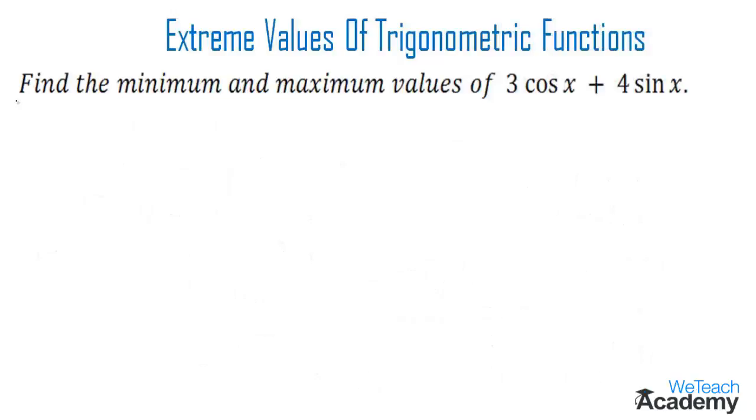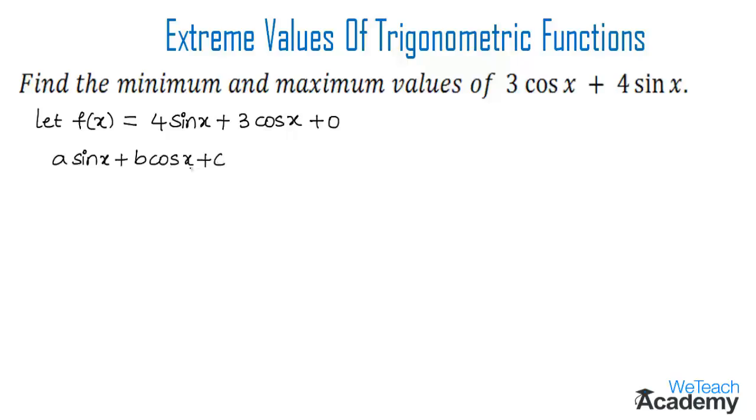So here the given example is find the minimum and maximum values of 3 cos x plus 4 sin x. Now let us write the given function as f of x. So let f of x is equal to 4 sin x plus 3 cos x plus 0. And now by comparing the given equation with a sin x plus b cos x plus c, we get a equal to 4, whereas b equal to 3 and c will be equal to 0.